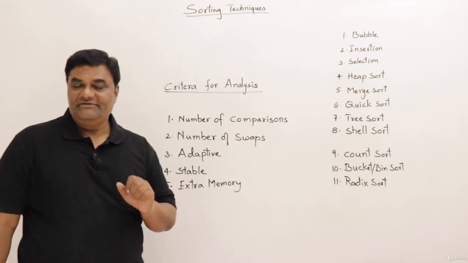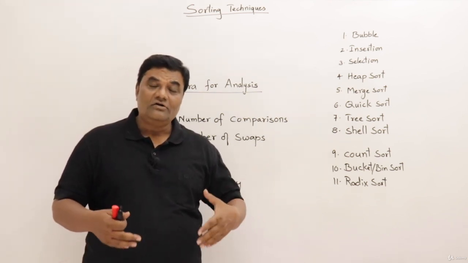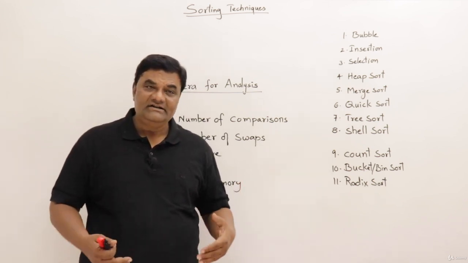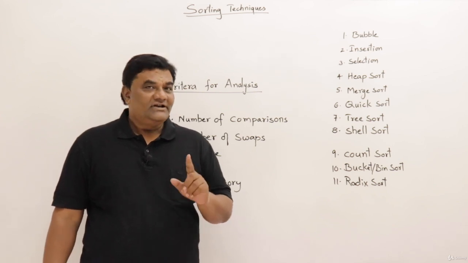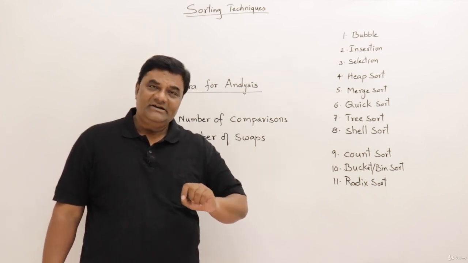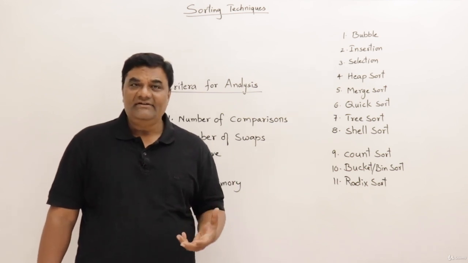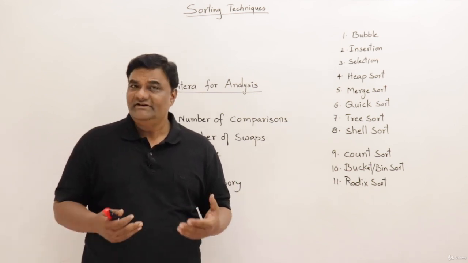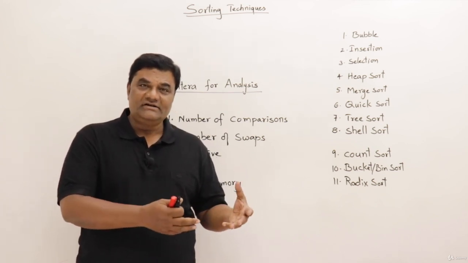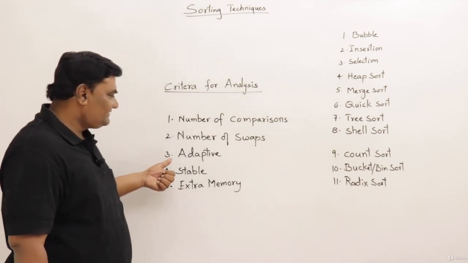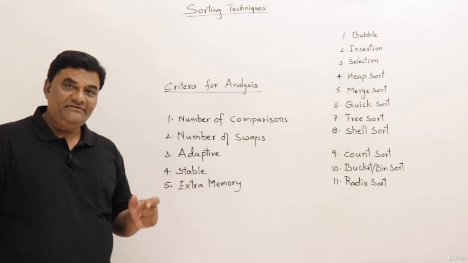Then third one is adaptive. See, when you are trying to keep the elements in the sorted order, what happens if they are already in the sorted order? Already they are in increasing order and I am trying to arrange them again in increasing order. So if they are already in increasing order, then the sorting method must take minimum time or a less amount of time, because it doesn't have to rearrange the elements. So if any sorting method is taking less time or minimum time over an already sorted list, then we call that algorithm as adaptive. So sorting procedure or algorithm, we call it as adaptive algorithm.